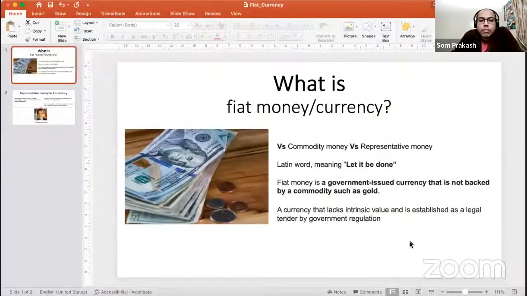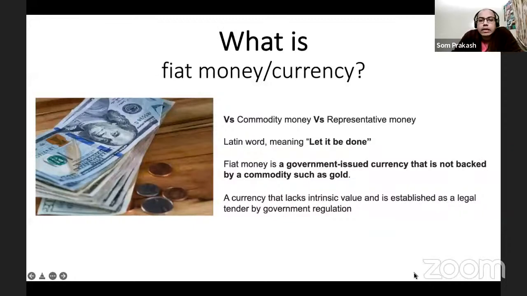So, hello friends. Today we'll discuss an interesting topic called fiat currency. If you haven't heard about fiat currency, let me explain what it is. Because as currency or money is evolving now, we need to understand different concepts of money or currency.